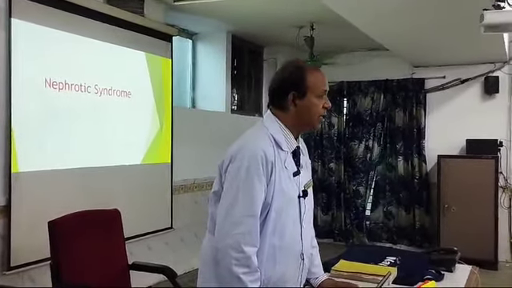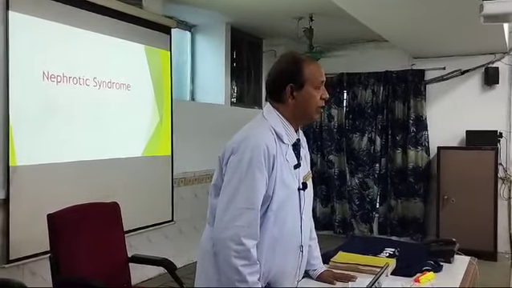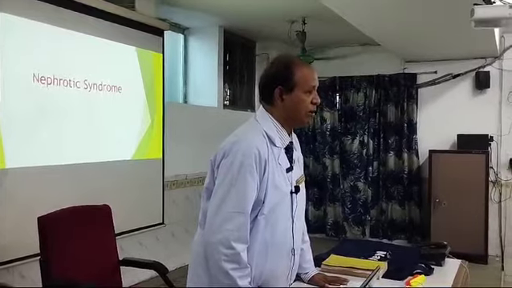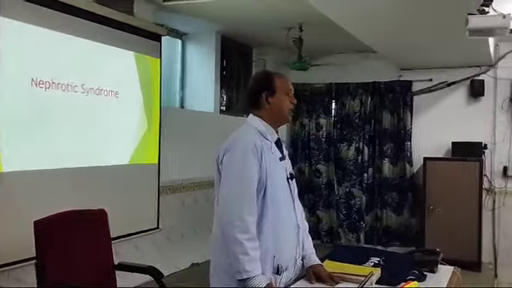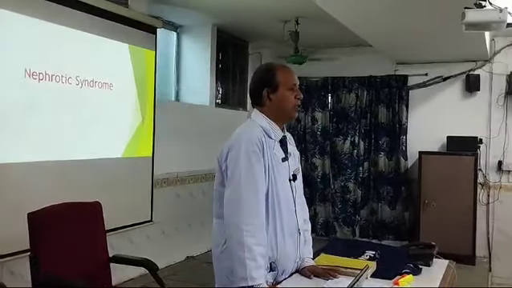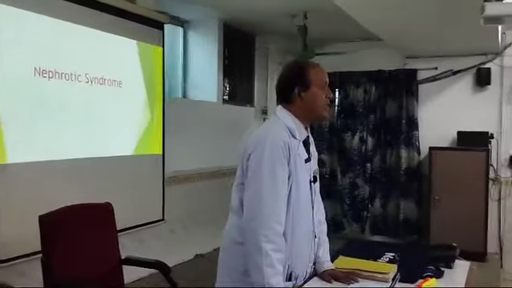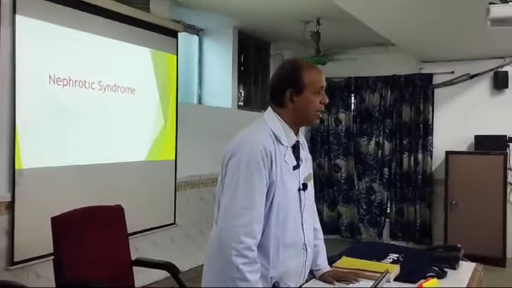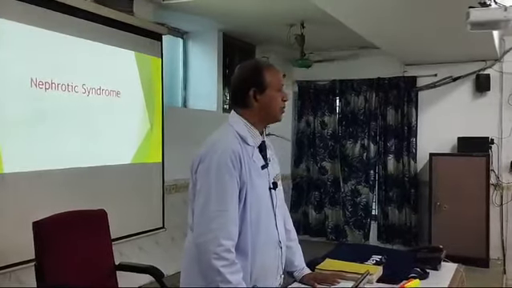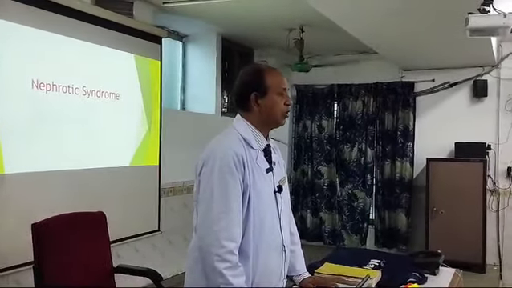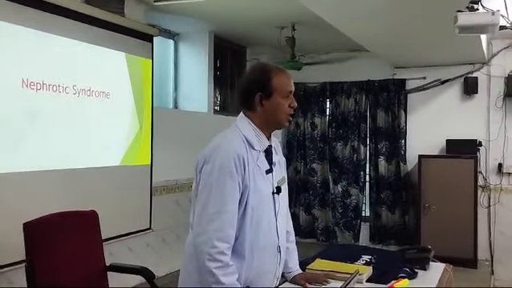After supportive treatment, you go for specific treatment. The treatment of choice is prednisolone. Remember this. Prednisolone is the drug of choice. How is it given? It is given in two types: one is the initial attack, another is relapse cases. In the initial attack, we give prednisolone 60 milligram per square meter body surface area per day in 3 divided doses over 4 to 6 weeks.